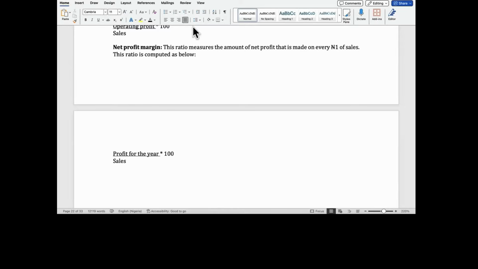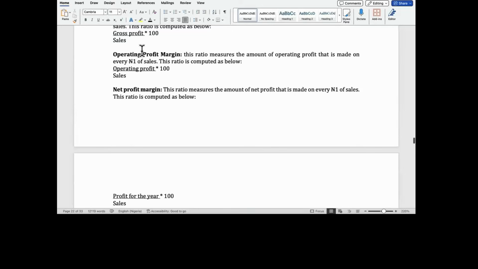Somebody already answered it in the chat box. Laura already answered it. She already stated the answer. It's actually interest. You know that after your operating profit, the next profit is your profit before tax. And you only get that after deducting interest.